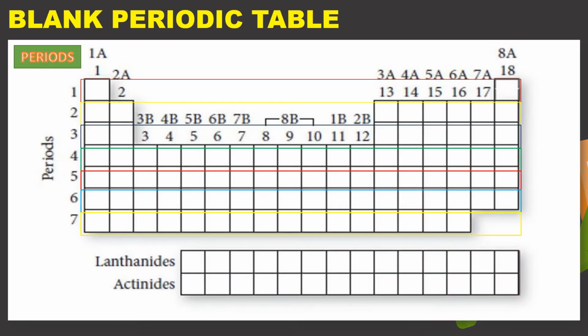Again, take a look at the blank periodic table as we refer to the period number. Period 1 consists of hydrogen and helium. You have period 2, period 3, period 4, period 5, and period 6, which also consists of the lanthanide series under the F block. Period 7 also consists of the actinide series or the actinide elements that actually belong in the F block.